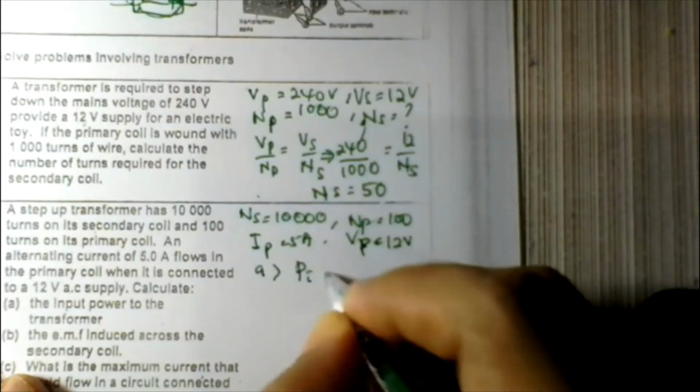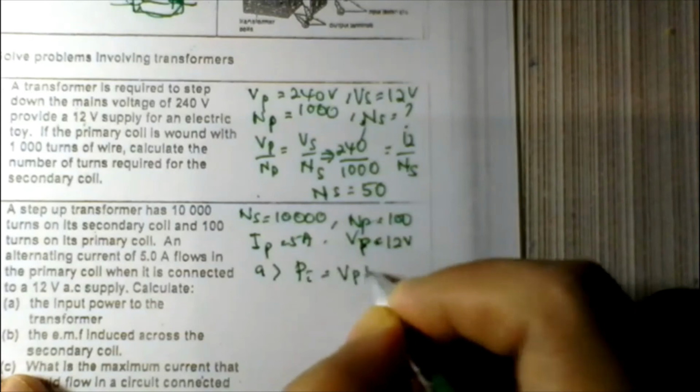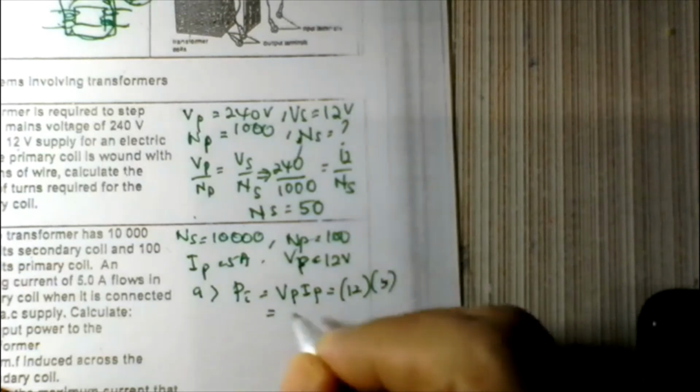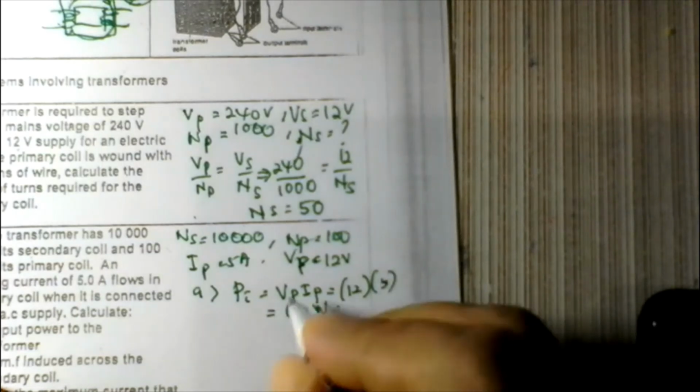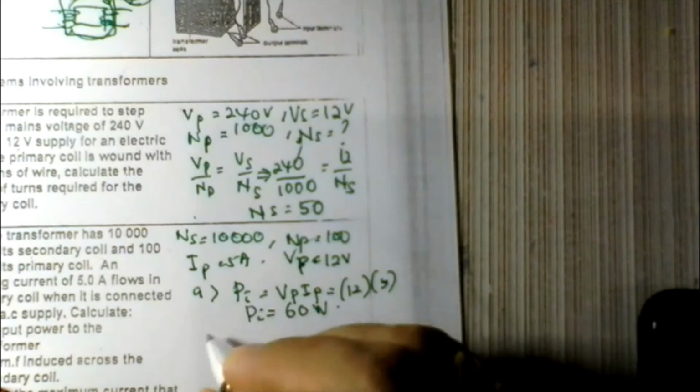Input power is the primary part, so VP times IP. You just substitute the values. VP is 12, IP is 5. So you get P equals 60 watt. So power input equals 60 watt.